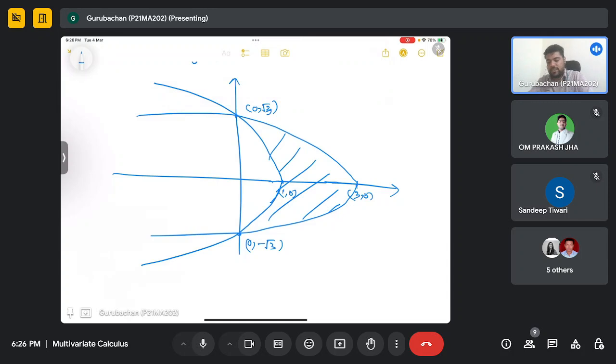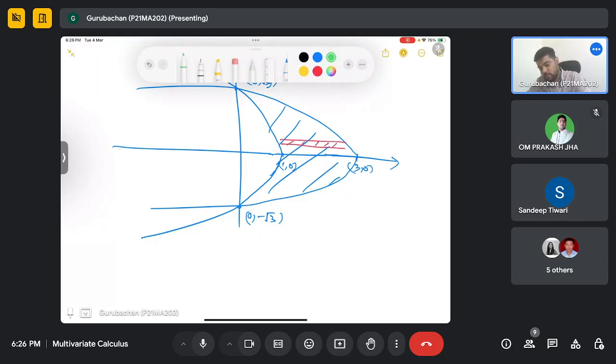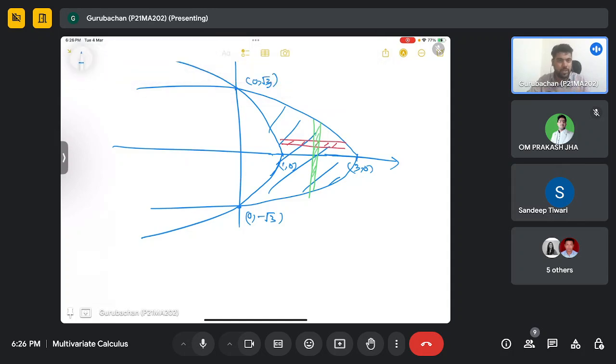Okay. So this is the area of the region, and we know our density function. So which one is easy to take, a rectangular strip, vertical strip or horizontal strip? Either this strip or this strip. Horizontal, root 6, sir. Okay, horizontal strip. The answer is correct. So we will try to write with both the strips, and then we will get to know.